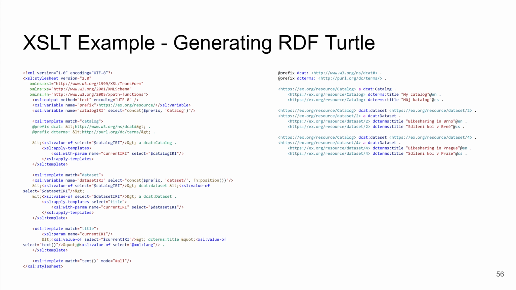Of course, when the order of the dataset would change in the input, then the IRIs of the datasets would change in the output, which is definitely a downside to generating IRIs like this.